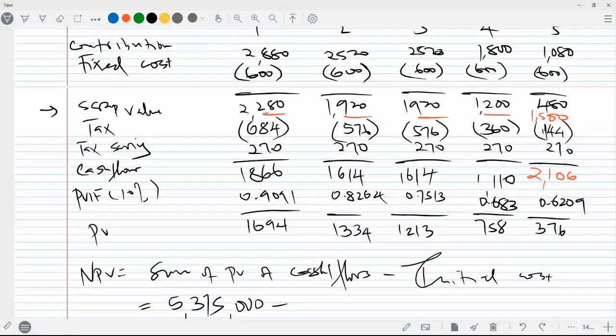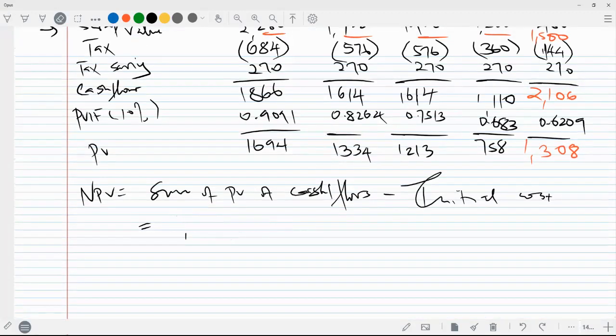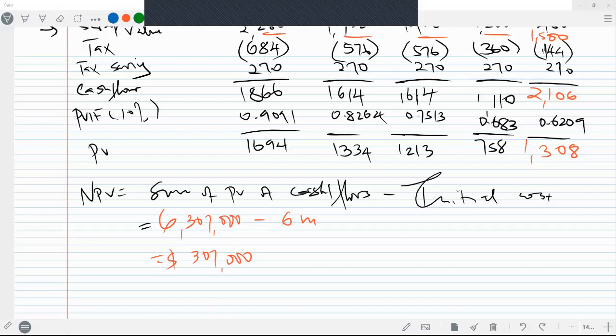2106, discounted back to year 0, we get 1308. Therefore, the NPV sum will be different because of the adjustment you just made. Cash flows: 1694 plus 1334, 1213, 758, 1308. Confirm those figures. We minus 6 million, we get a positive 307,000. Confirm. Yeah, that's correct. This is for the NPV.